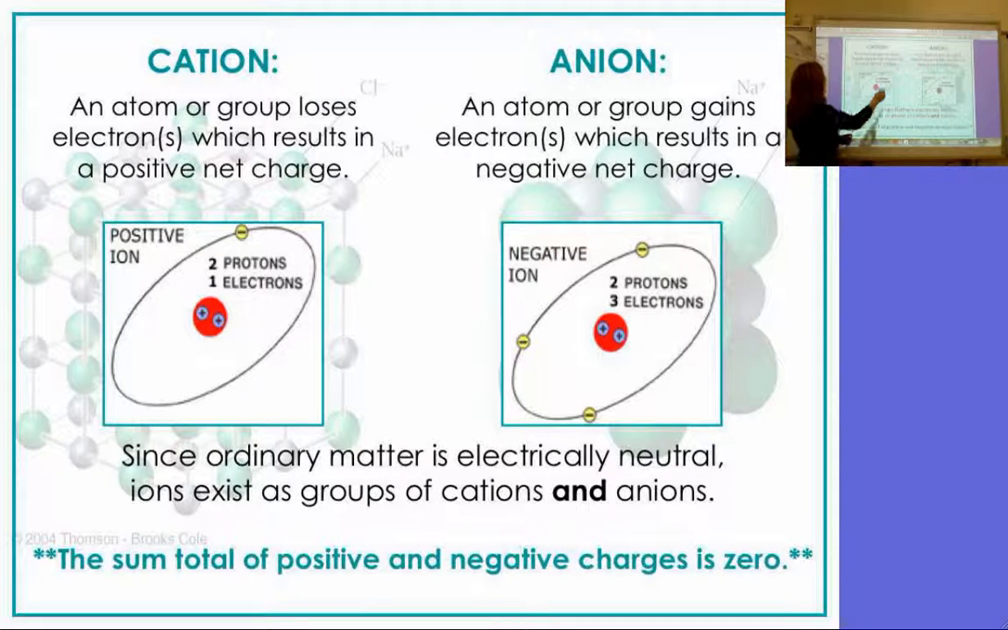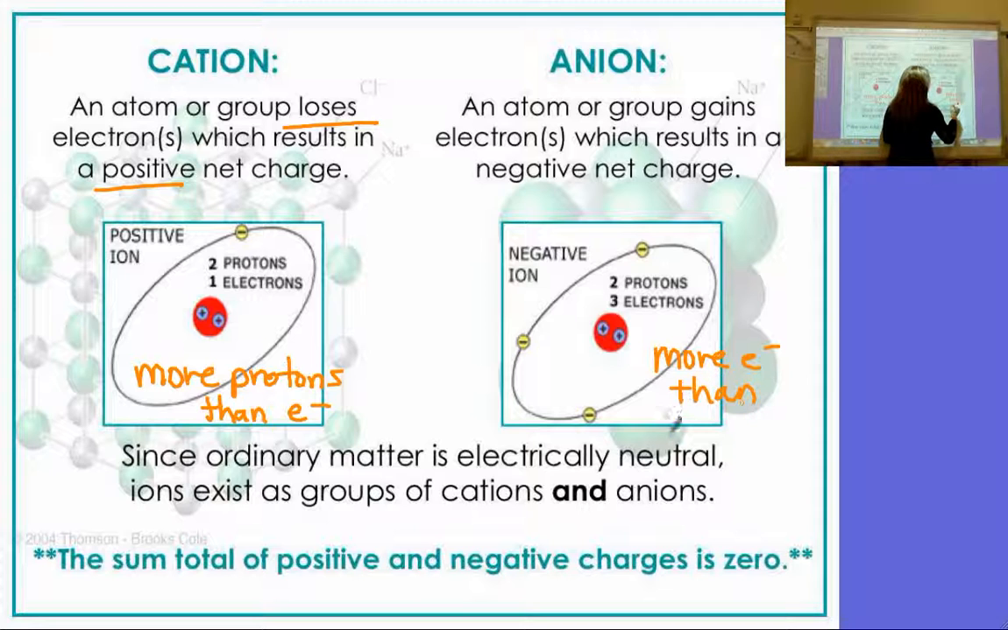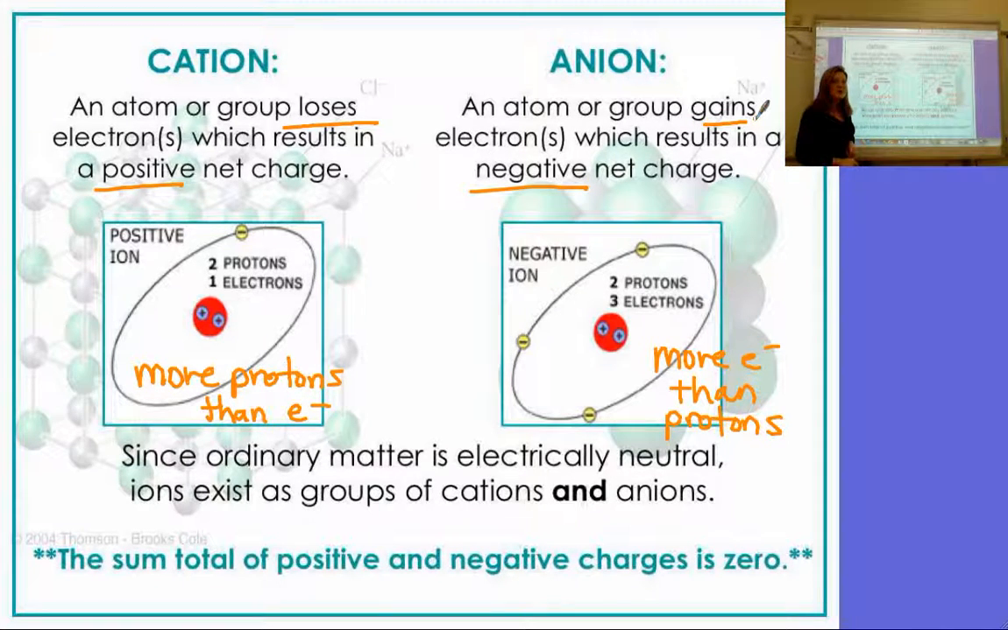Cations and anions again. Cation. I lose electrons or I lose negative charges. So overall, I now have a positive net charge. I have more protons than electrons in a cation. I have an overall positive charge. In the anion, here's another picture. This is the opposite. Now I have more electrons than protons, leaving me with an overall negative charge because I gained electrons and my electrons have a negative charge.